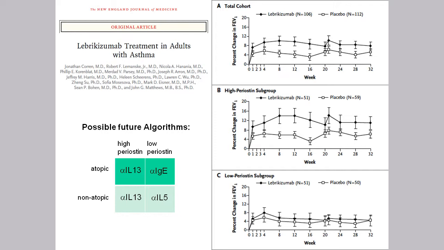So for example, if you are an atopic person with a low periostin, perhaps targeting IgE may be an option, whereas if you're a patient who has a high periostin level and is a very atopic patient, targeting IL-13 might be a better option. So we will see more and more of these algorithms and biomarkers as research in this field progresses.